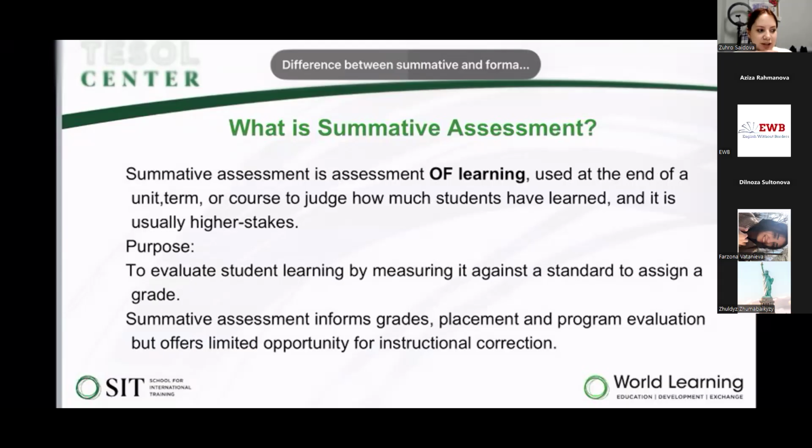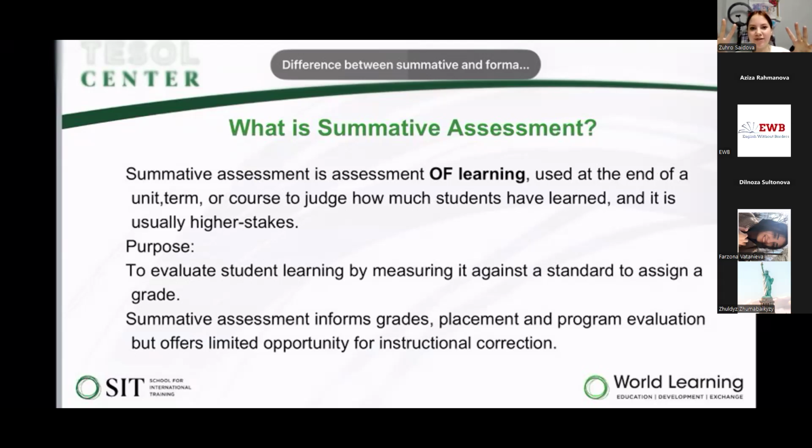So let me explain it to you this way. We use assessment not only to check on how our students are doing, but also how we as teachers are doing. And we use formative assessments regularly. Why? To adjust our teaching. And here by instructional correction, we mean changing something in the way we teach.